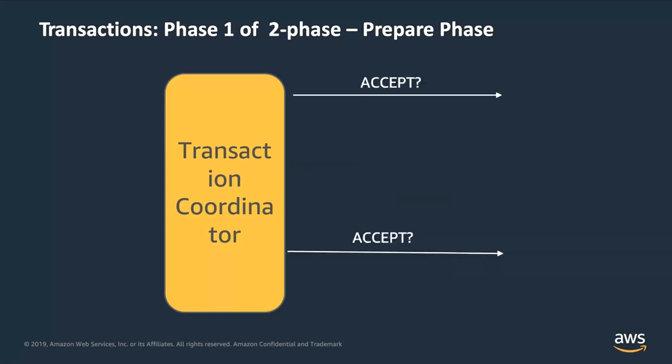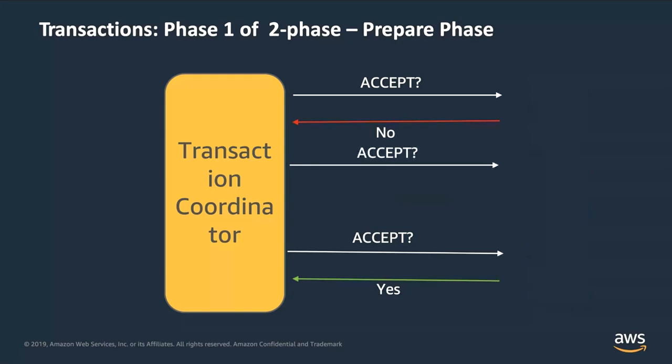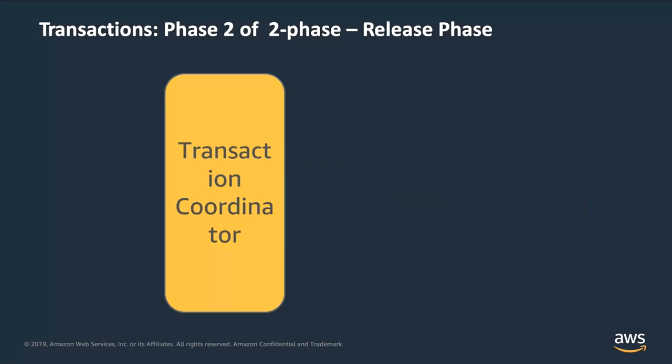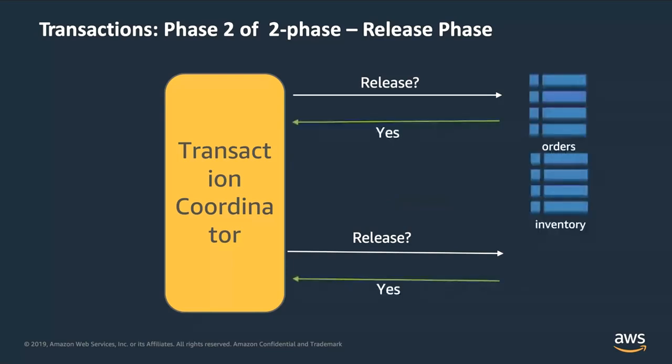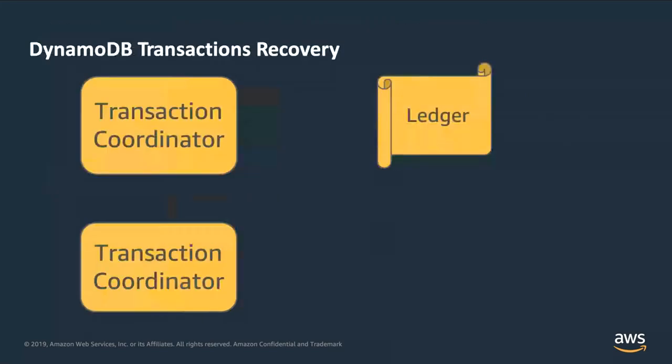Perfect. So that's one example, but it's not always the happy case. It might happen that a transaction coordinator gets a negative acknowledgement from, let's say, the orders table, right? The other tables succeeded, but the orders table got a negative acknowledgement. In that case, the transaction coordinator will send a release message to all the tables, and then acknowledge back to the client that this particular transaction failed because the condition that you had specified was not met.